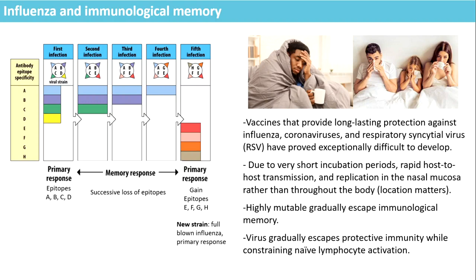So the second infection, we will still recognize epitopes A, B, and C, and then we get the third infection and the fourth infection, which is only recognizing A, which we had in common with the first infection. But by the fifth infection, all the epitopes have changed, and we need to mount a primary response. Hopefully you'll remember this is the original antigenic sin, where we preferentially trigger a memory response as opposed to a primary response. So if we've got that memory, it will be used, even though we'll not be recognizing the full set of epitopes actually present on that virus.